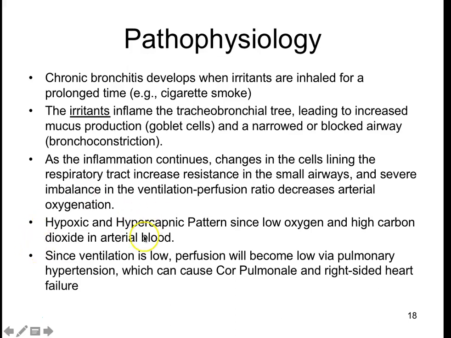And when the ventilation is low, and this can happen in emphysema as well, perfusion will become low, and that can cause pulmonary hypertension, because you want to have ventilation and perfusion equal. And if the ventilation goes down because of chronic bronchitis, then you want to have the perfusion go down. And the way they do it is by vasoconstricting the pulmonary arterioles.